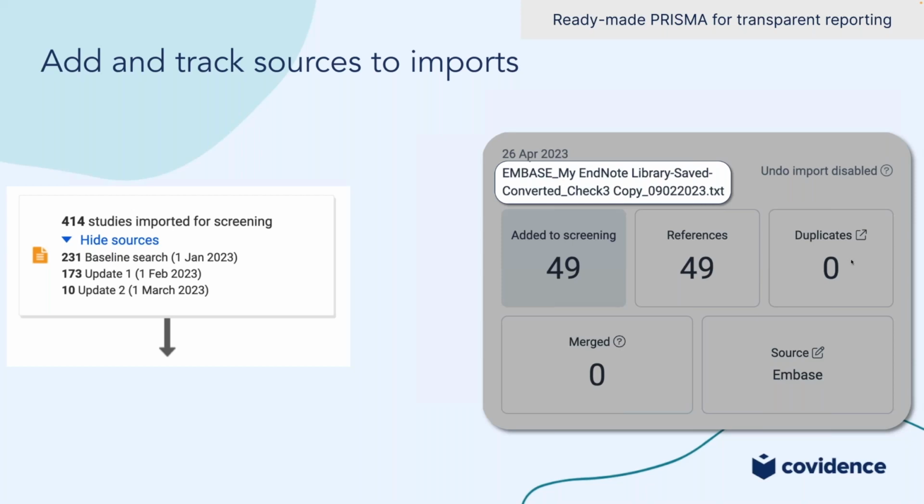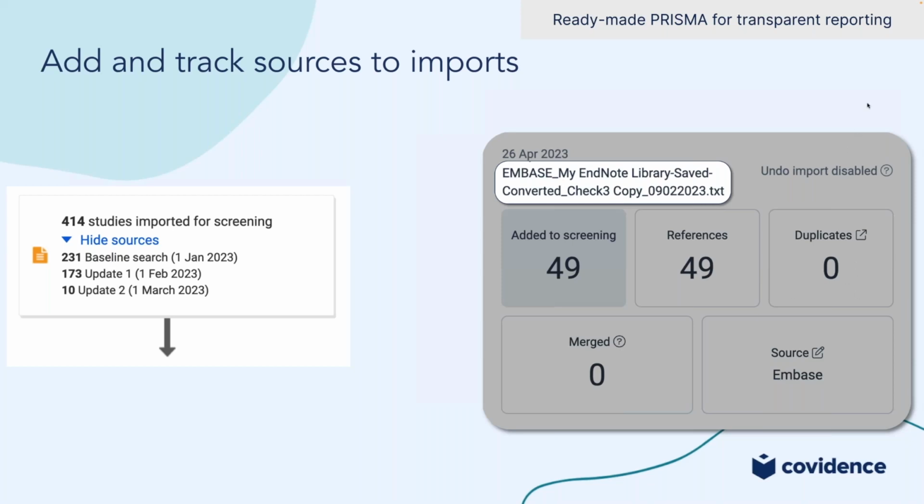We now also save the file name of the import, which means you can keep track of previous imports and use that file name to store some information about where it came from, the date, for example, if you're working on an update. All sorts of things like that. You can use the file name to keep track of that information if you want to.